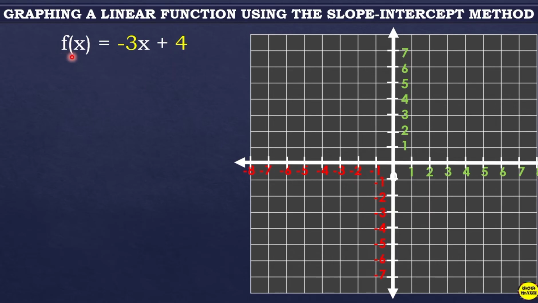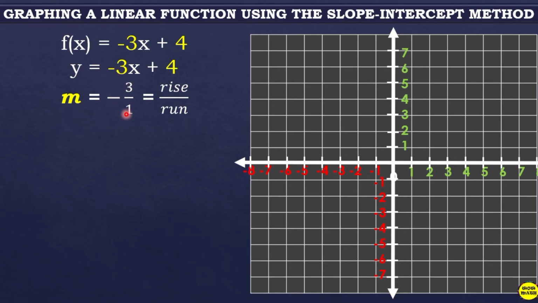Okay. So given this function, we can rewrite this as y is equal to negative 3x plus 4, where m, o yung slope natin, is negative 3. Ang y-intercept mo o yung b mo is 4. So your m is negative 3, which is also equal to negative 3 over 1. Okay? Bakit ko siya nilalagyan ng ganito? Bakit ginawa ko pa siyang negative 3 over 1?